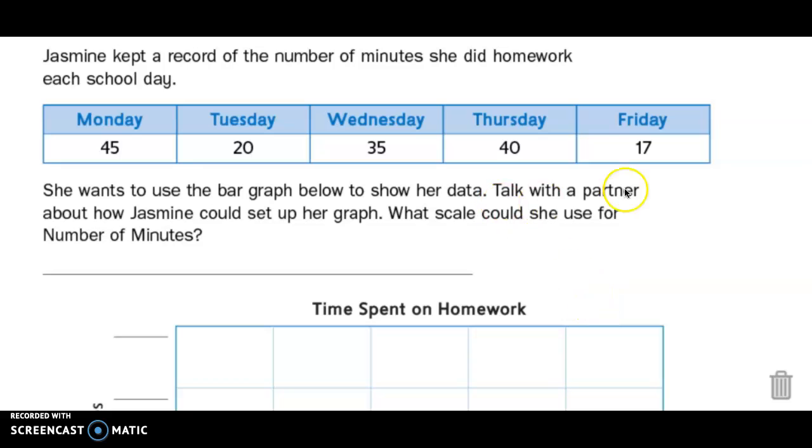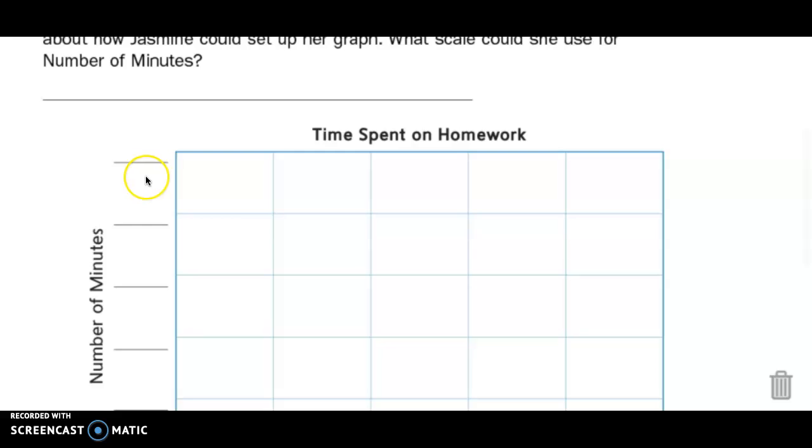What we need to figure out is what is our smallest number that we have to put on the graph and what is our largest number. Look at what's our smallest. What's our smallest number? I see that 17 would be my smallest number. There's a 1 in the tens place, and that's smaller than all of our other ones. What's our largest number? 45. So they both have to fit on this side.